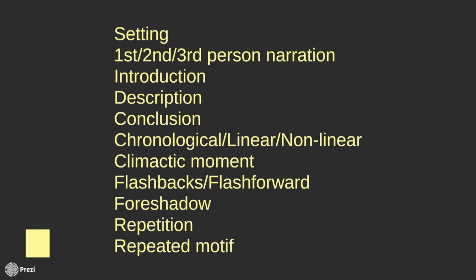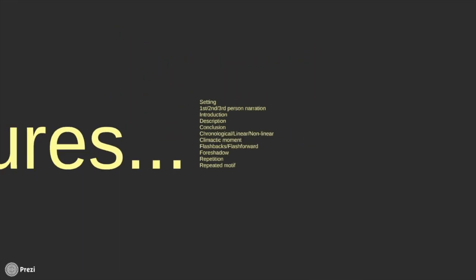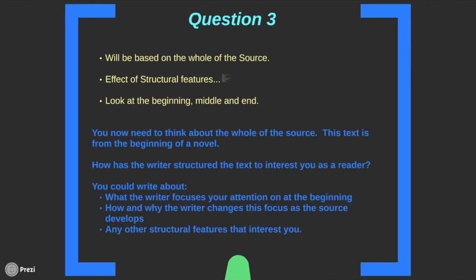But the most important thing that you need to consider when you're answering this question is how and why the writer has used these structural features, and what effect they have on the reader themselves. Because this question is based on the whole of the source, you need to read through all of it, and I would focus on the beginning, the middle, and the end. It's worth 8 marks, so aim for 3 paragraphs, and you've got 10 minutes to answer it.